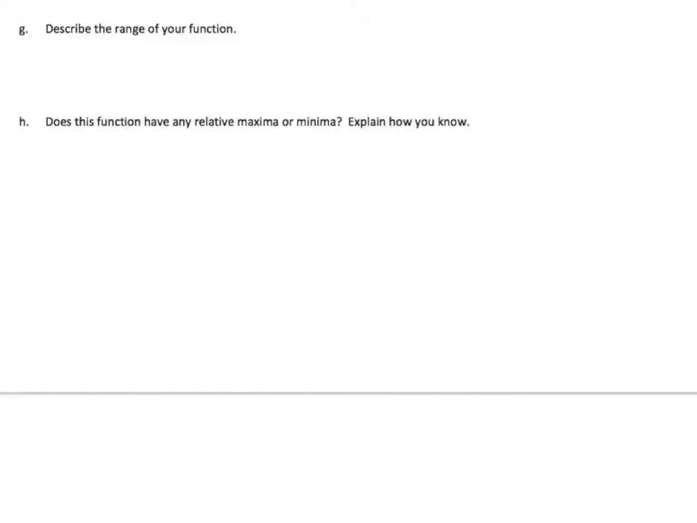Range, so that's the y values. My y values are going to go from negative infinity to infinity because they will span all of the graph. That's going down, that's going up. It'll never cross over into x equals 0, but the y values are negative to positive.